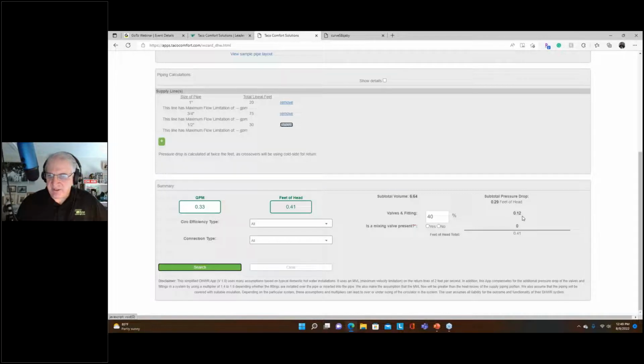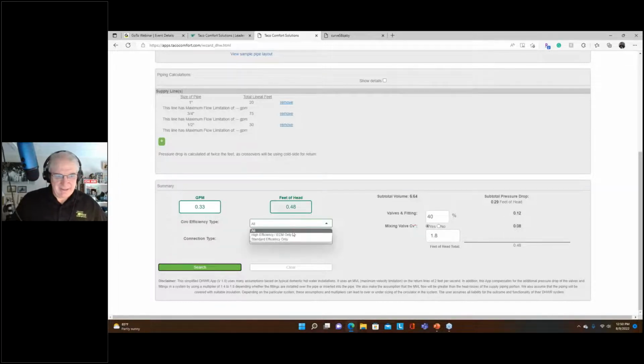Valves and fittings, another 0.12. Is there a mixing valve? Let's say yes. At a CV of 1.8, we're looking at 0.08 additional feet of head. So it's just itty bitty. So 0.3 GPM at about a half a foot of head.